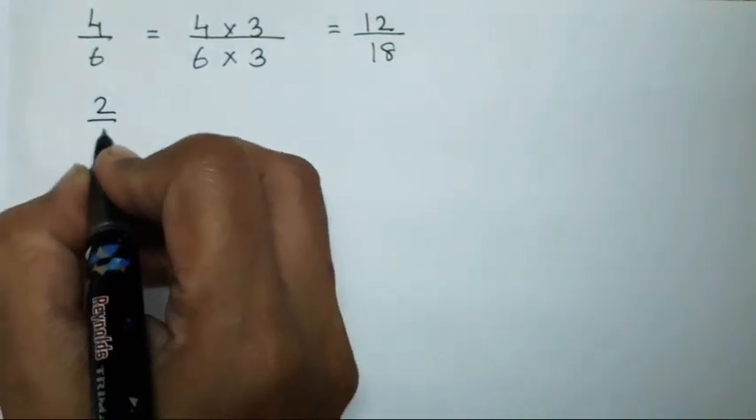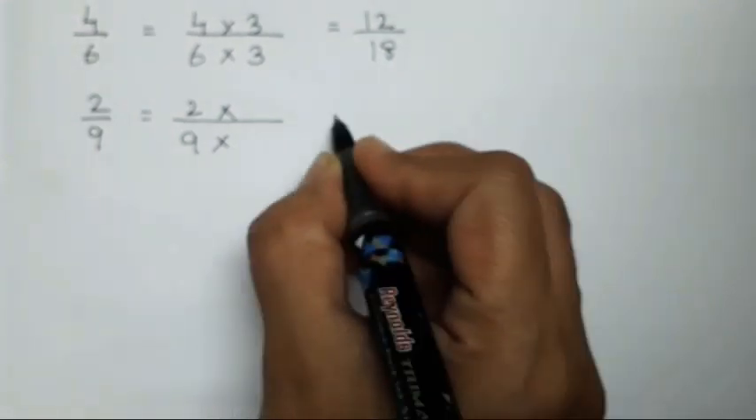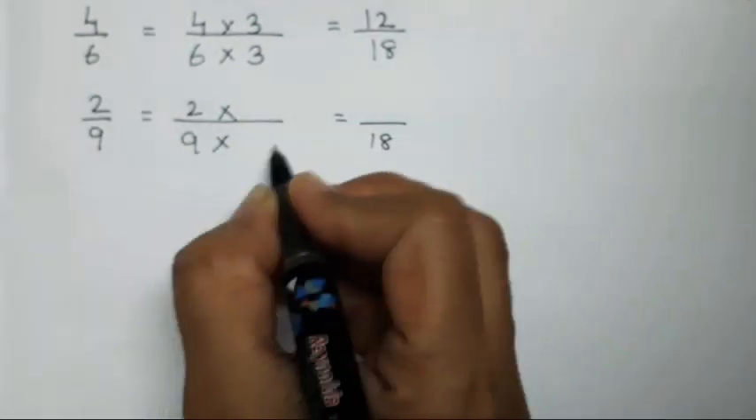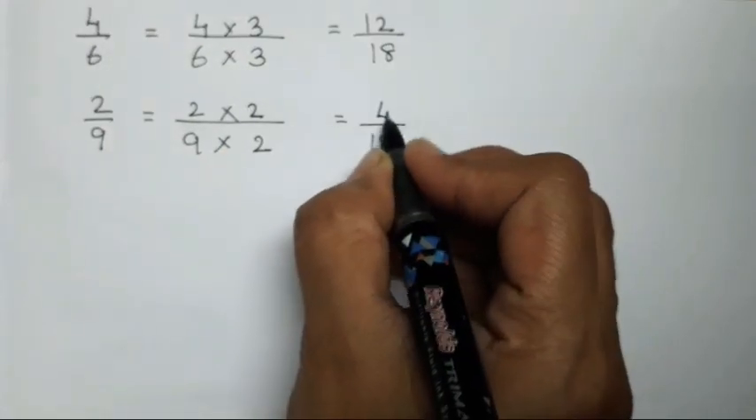Next is 2 upon 9. So 2 9s are 18, 9 2s are 18, 2 2s are 4.